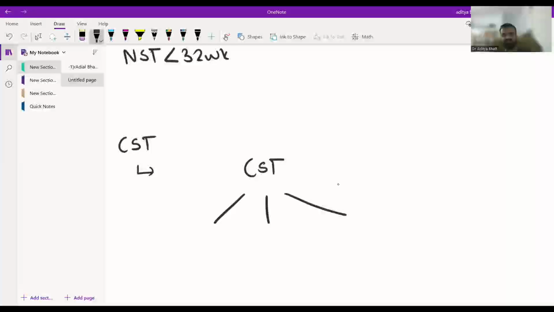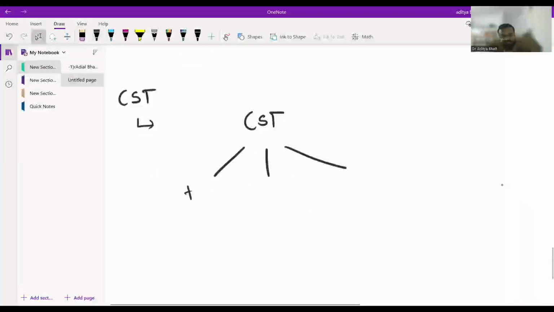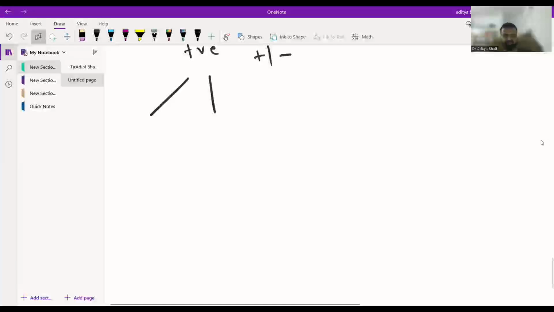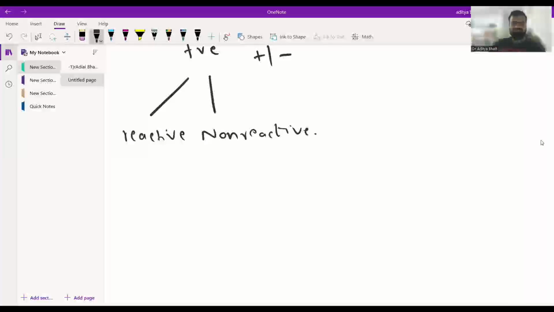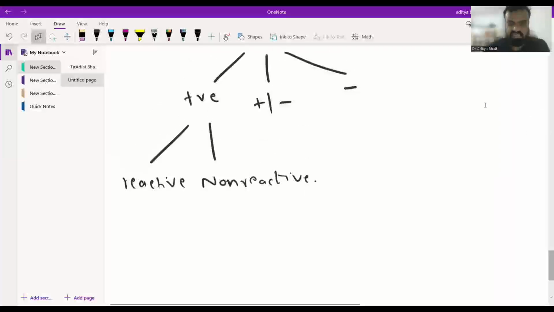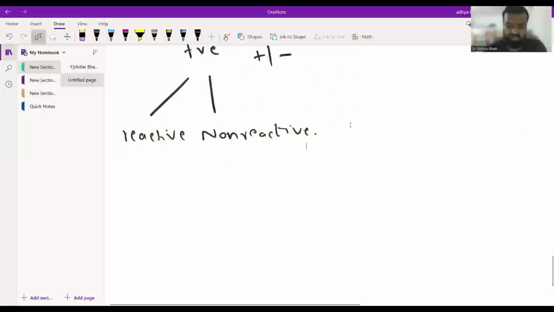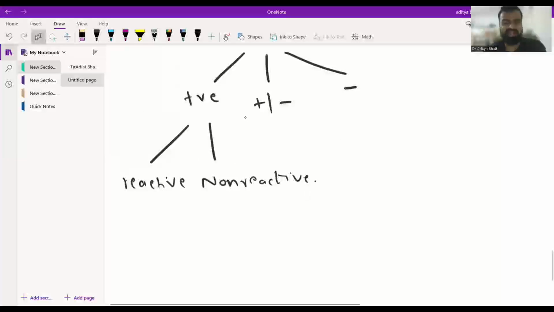So there are 3 results of a contraction stress test. The first is positive, the second is equivocal, and the third is negative. And in positive CST, it might be reactive or non-reactive. Now, what does all this mean? I will be explaining shortly. So when will you say that the stress test is negative? It means the fetus responded well to the contraction and there is no issue. Now, a positive test is actually considered abnormal.